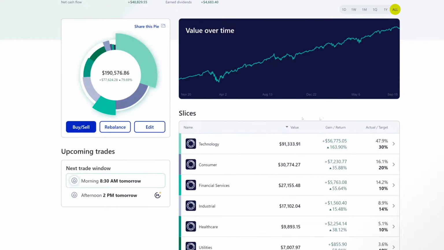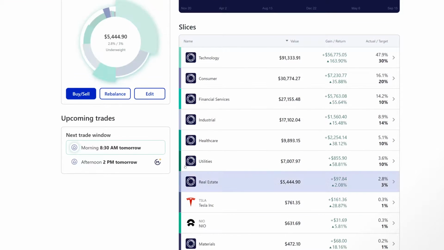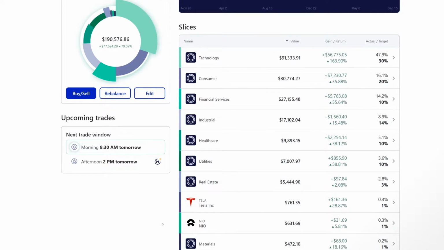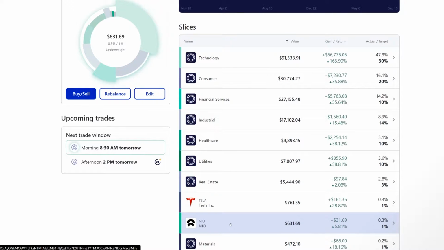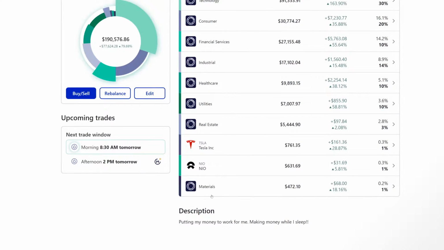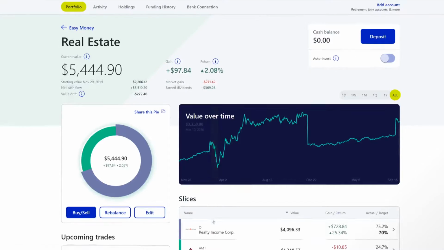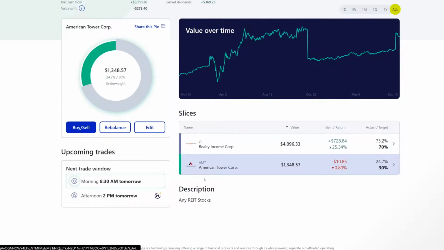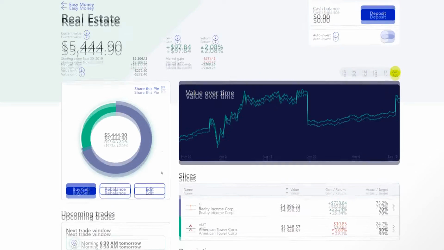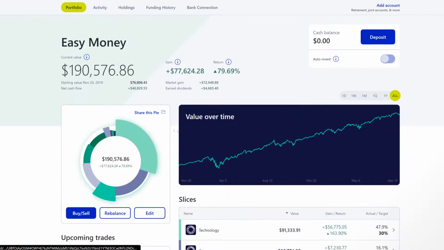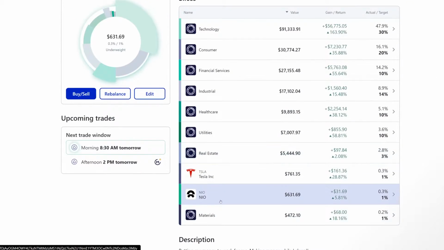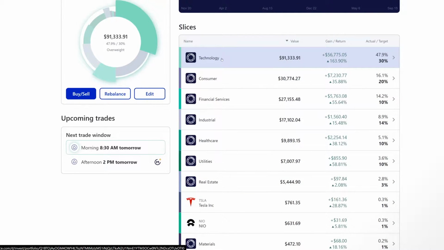Just follow along. The first thing that we'll do here is let's say that we have NEO, right? This process is going to work if, let's say, we wanted to move American Tower that's in a sub pie over to another sub pie. You can do that. It's the exact same process, but we're just going to go ahead and pick NEO. So let's say we wanted to move NEO into the technology sub pie.